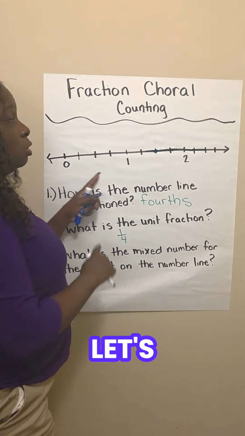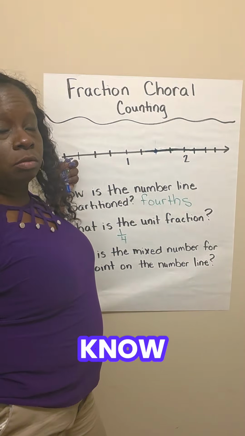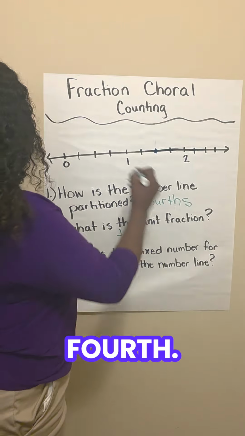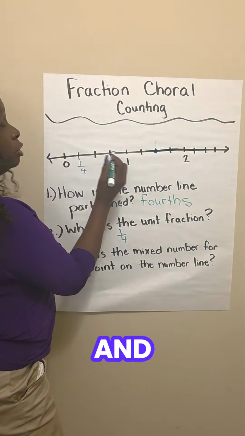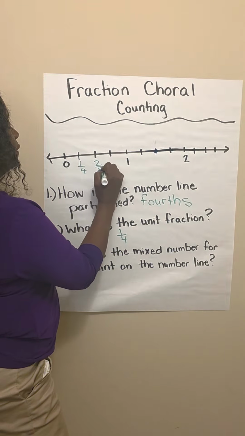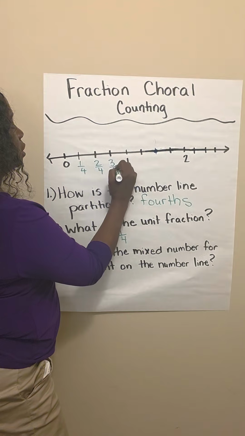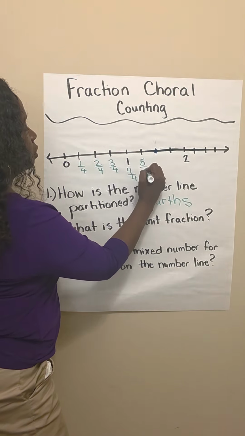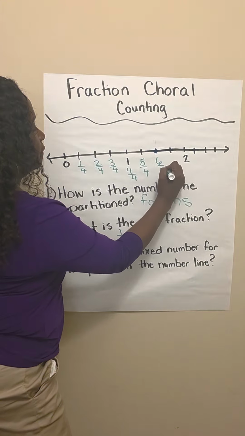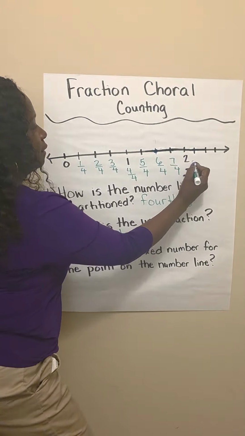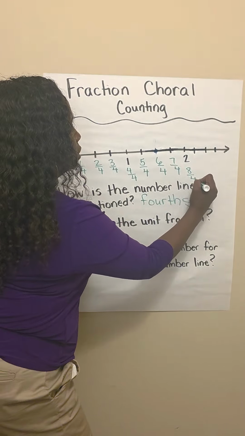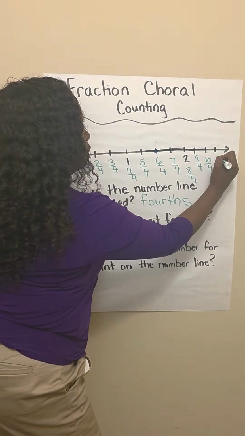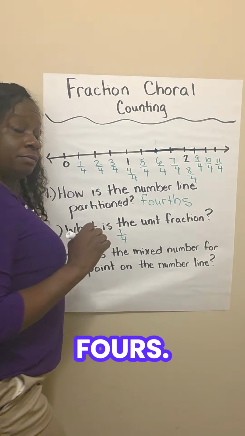Now, let's go ahead and do our choral count, now that we know the number line is partitioned into fourths. So the first point on the number line would be 1/4. And you keep counting. 2/4, 3/4, 4/4, 5/4, 6/4, 7/4, 8/4, 9/4, 10/4, and I'm going to stop at 11/4.